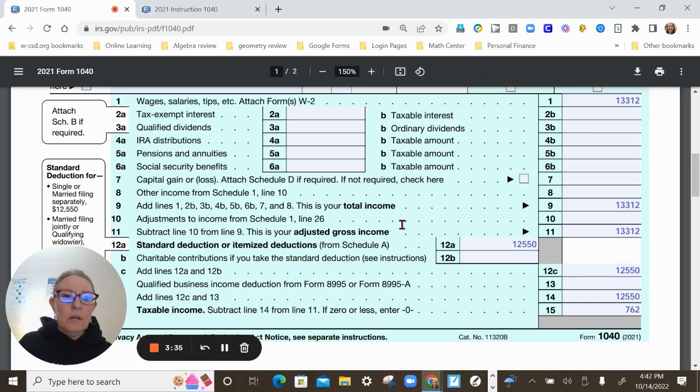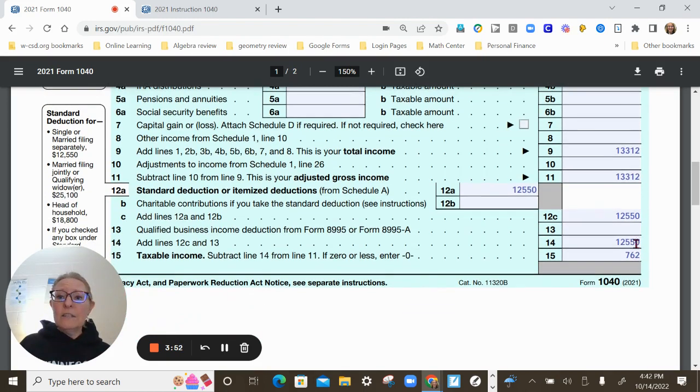Remember that we talked on Thursday about deductions. So she's going to claim the standard deduction, which for a single filer is $12,550. So that's the money that is not going to get taxed. So we're going to take that, record that here, and subtract it away from her wages, salaries, tips, and other income. She actually has $762 of taxable income.